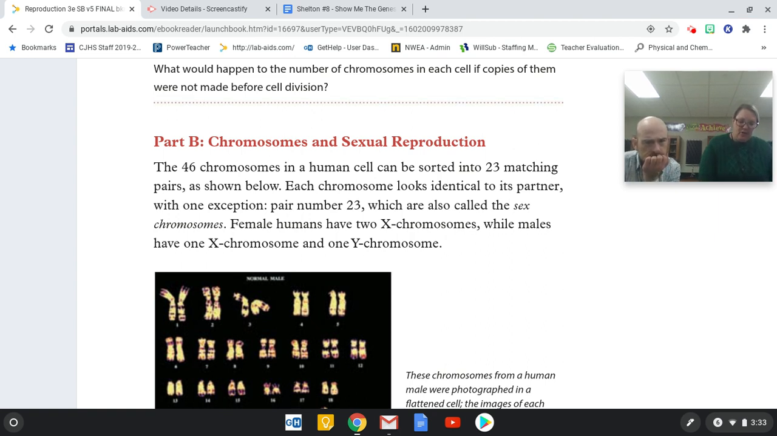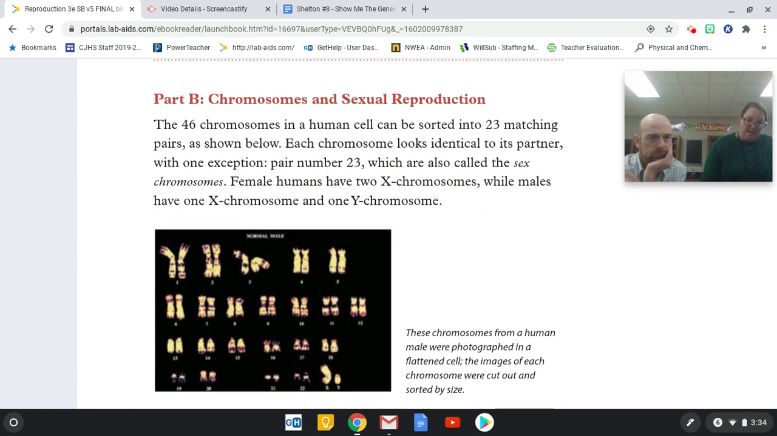All right, moving on to part B, chromosomes and sexual reproduction. The 46 chromosomes in a human cell can be sorted into 23 matching pairs, as shown below. Each chromosome looks identical to its partner, with one exception, pair number 23, which are also called the sex chromosomes. Okay? Female humans have 2 X chromosomes, while males have 1 X chromosome and 1 Y chromosome. Perhaps you think back to wellness. I think that you learned this in wellness, and you learned that the male sex cell is what actually determines the sex of an offspring.